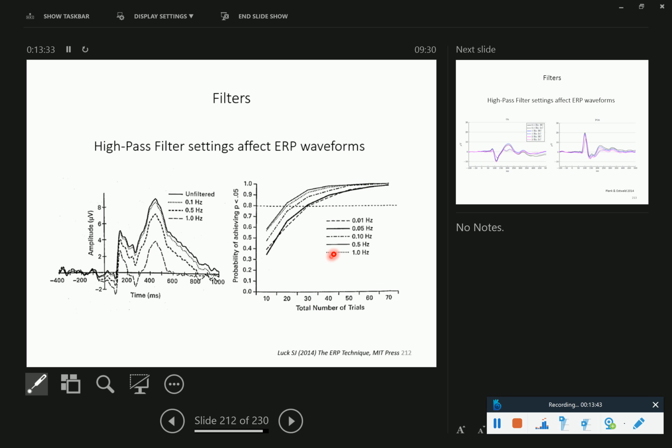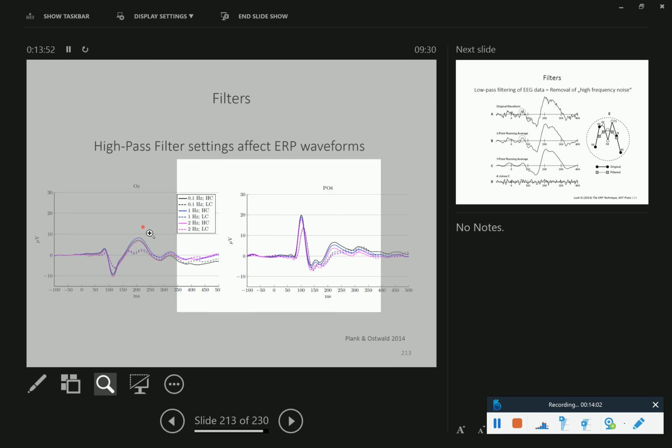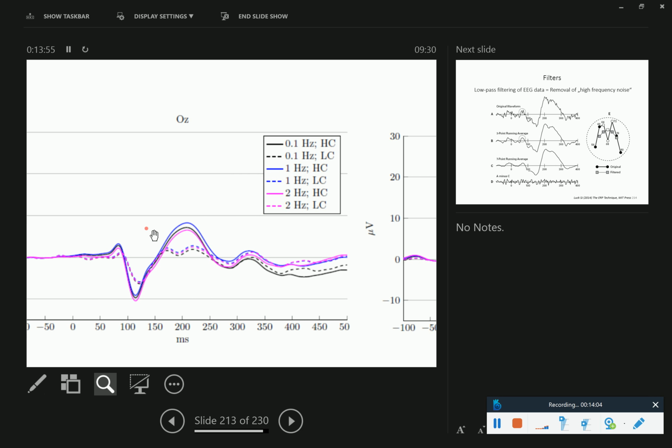I think this is not really that important. What's more important is that you appreciate that if you change the filter setting of your EEG data, you also change what you observe in your ERP. And the next plot I've shown you previously, because this is what we've done in the course previously.